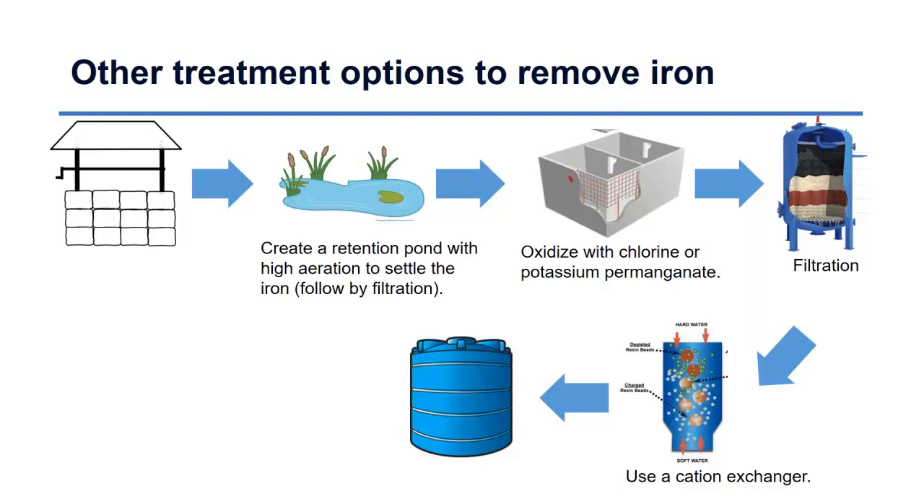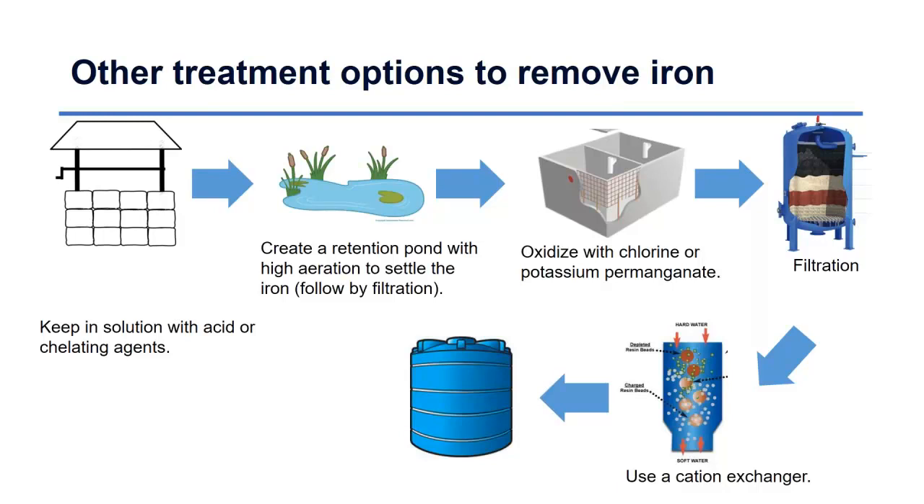An alternative would be one where you just have the retention pond followed by filtration, or you have that containment tank followed by filtration, or you could also just have that cation exchanger and remove the iron. So it's not that you have to have them all. This is kind of the ideal situation.